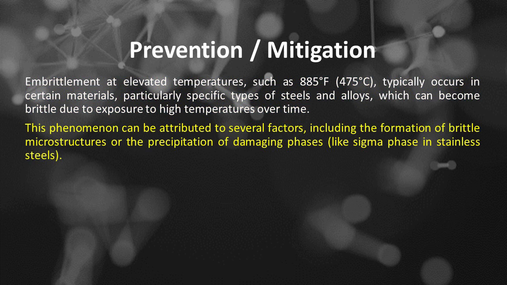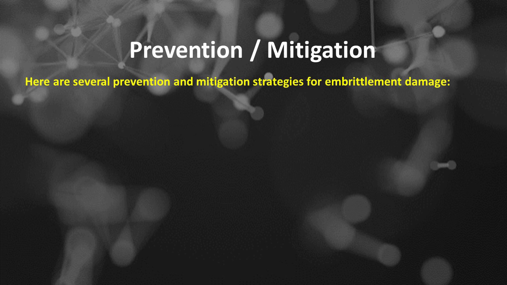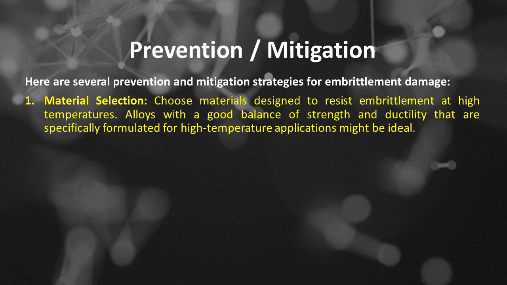This phenomenon can be attributed to several factors, including the formation of brittle microstructures or the precipitation of damaging phases, like sigma phase in stainless steels. Here are several prevention and mitigation strategies for embrittlement damage. Number 1 is material selection. Choose materials designed to resist embrittlement at high temperatures.